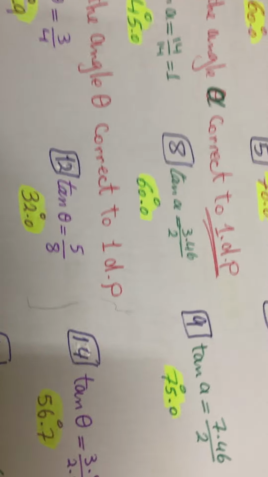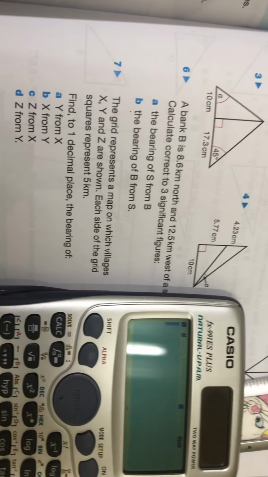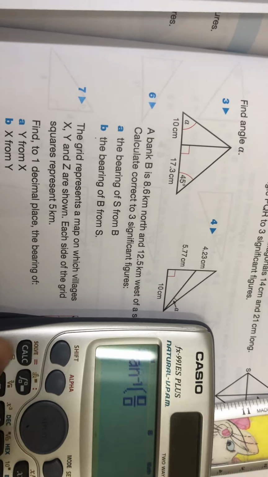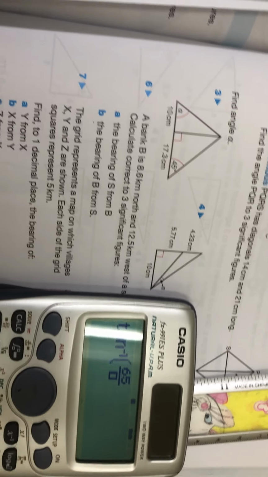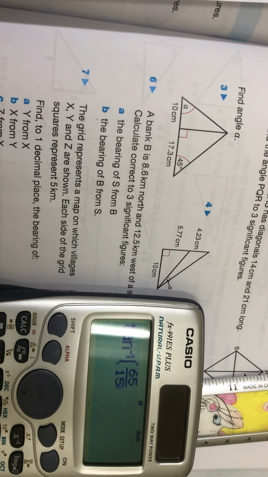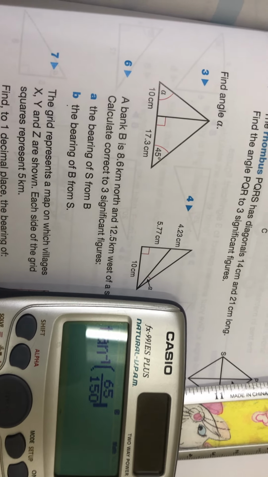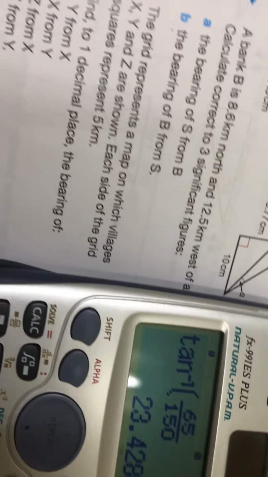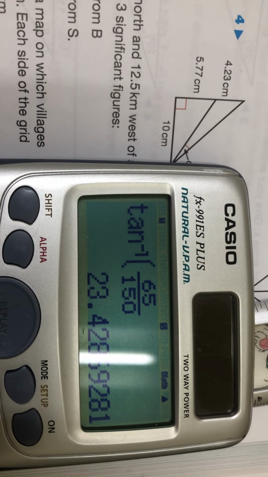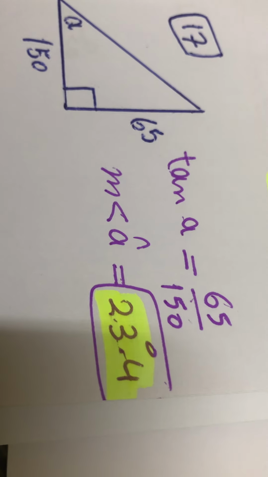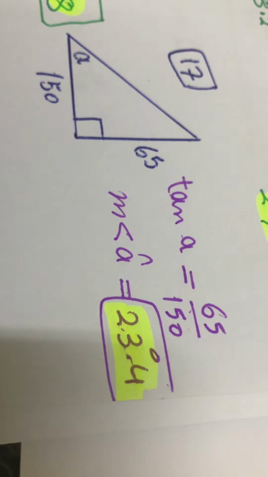I'll use my calculator. I press shift, then tan. I have a fraction, so I press fraction, 65 up and down 150. Equal. What is the angle? 23.42. For 3 significant figures, it will be 23.4. This is the angle and this is the answer to number 17. Clear?